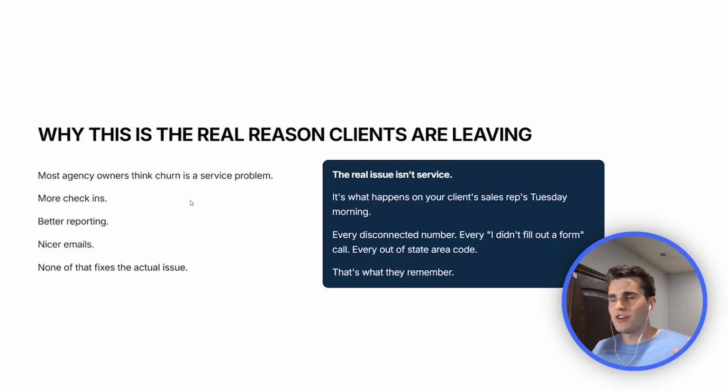So most agency owners think this is a service problem, like the churn part of it is a service problem, and they think it's just more check-ins, better reporting, nicer emails, and none of that fundamentally fixes the issue. Your client, honestly, if they didn't have to talk to you, they'd probably be happy. They don't want to talk to the marketing guy once a week about the campaign that is stagnating while they're still dealing with lead quality problems. They don't want to deal with that.